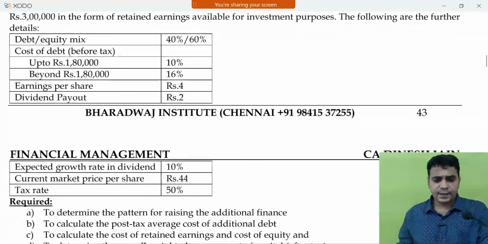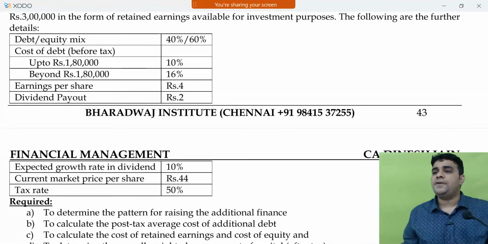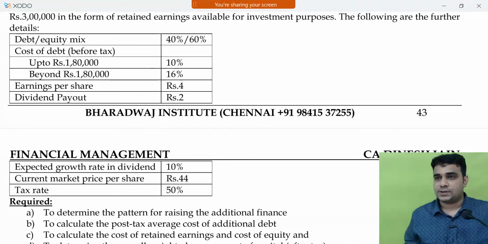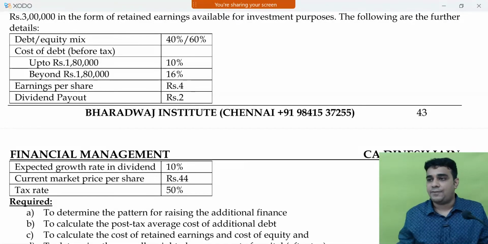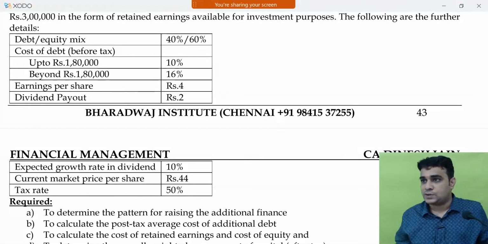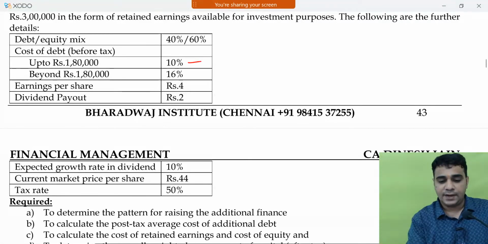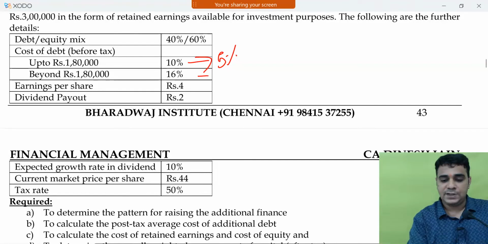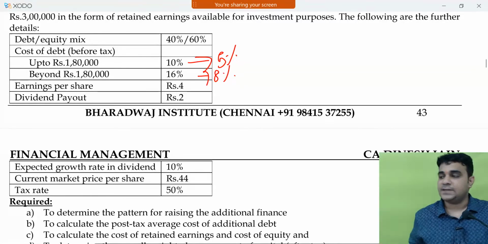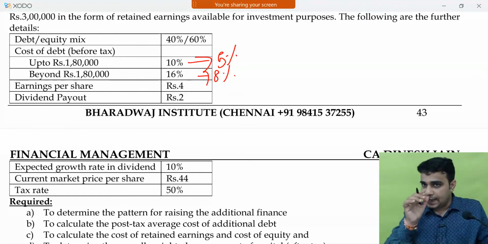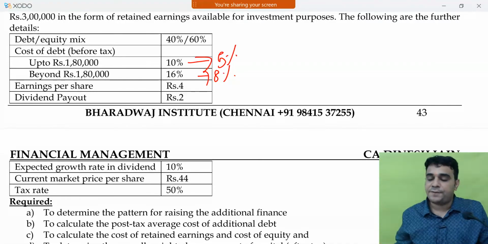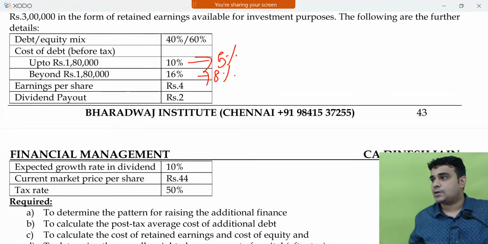The second part of the question: what is the average post-tax cost? There are two costs, and they want an average of that. Technically it is a weighted average. Now listen, the cost of debt is 5% and 8%. Why 5%? Because 50% is the tax rate. So 5% and 8% is the cost of debt.